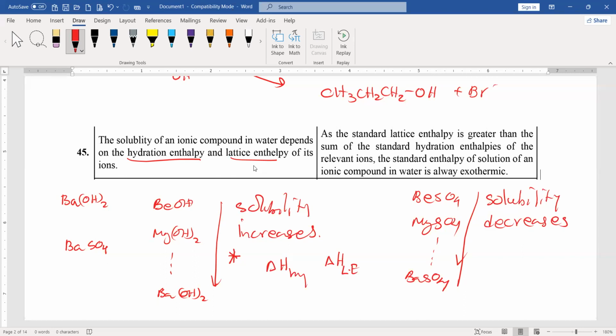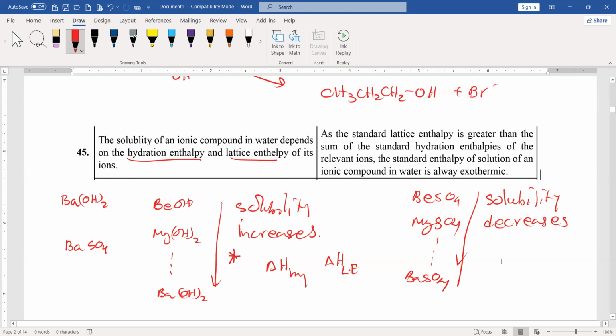But in the case of sulfate, the lattice is strong, therefore we have to provide more energy. Down the group the lattice becomes strong because the ionic size is increasing. So the solubility will decrease. Why? The lattice enthalpy is increasing and hydration enthalpy is decreasing. Why does hydration enthalpy decrease down the group? Because the hydration enthalpy of the cation is decreasing because of the decreasing charge density of the central atom. So the solubility of sulfate decreases while the solubility of hydroxide increases.